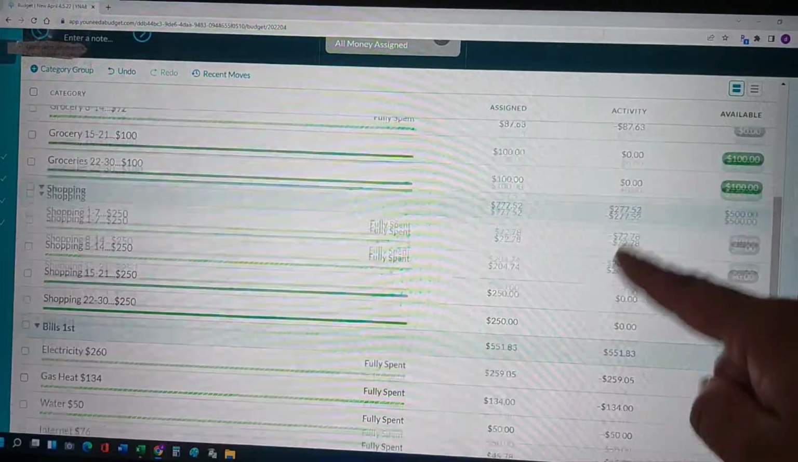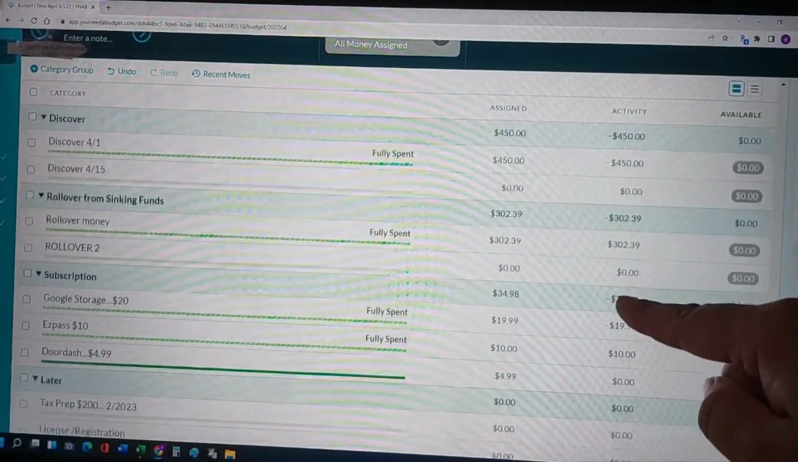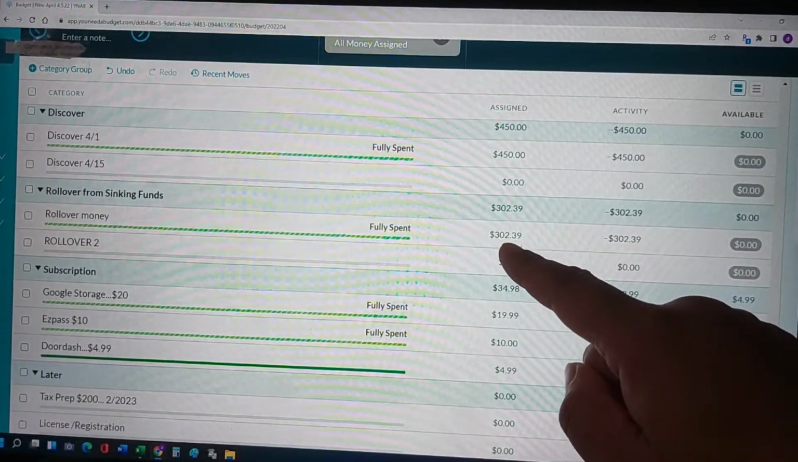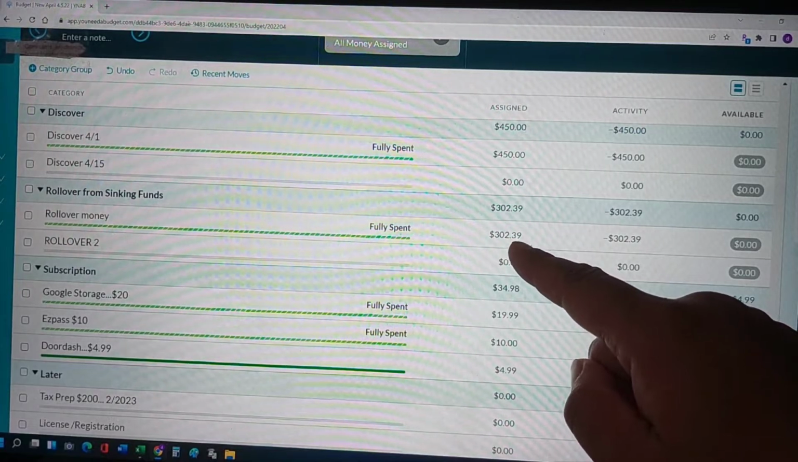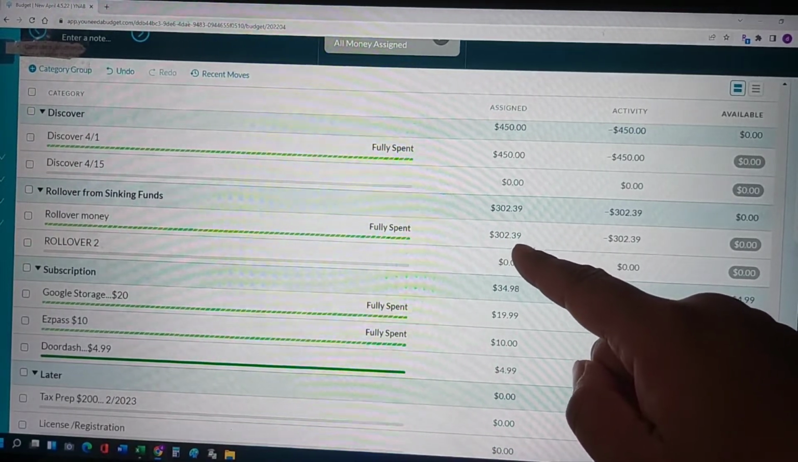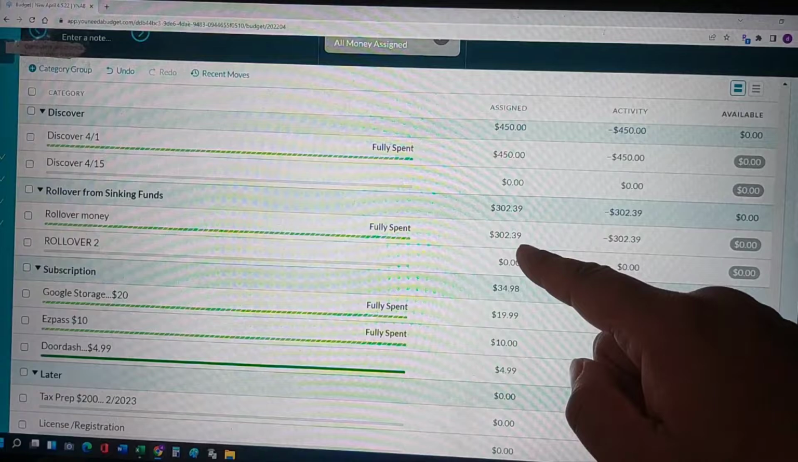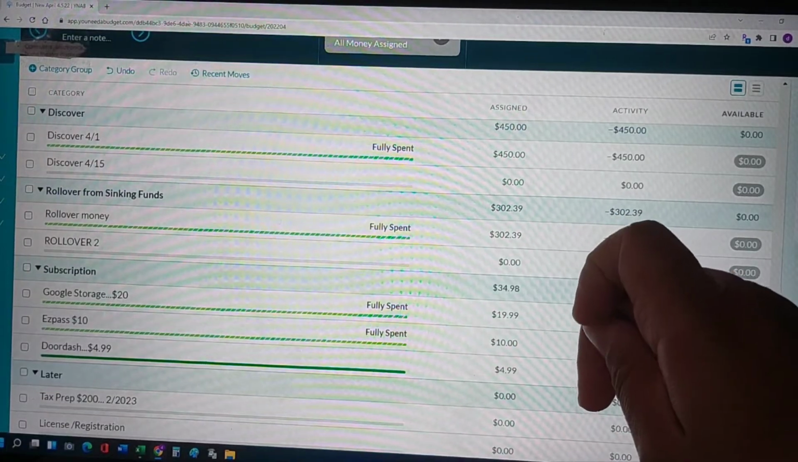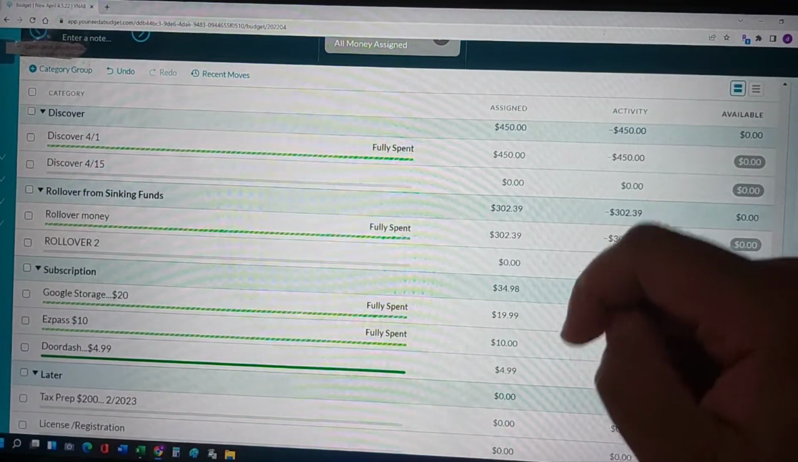So all that extra money, guess how much I ended up saving? $302. You know what I did with this money? I put it straight into my savings account. I don't want to hear it. I don't want to touch it. I don't want to see it. I don't want any evidence of it. I don't even want to put it here.